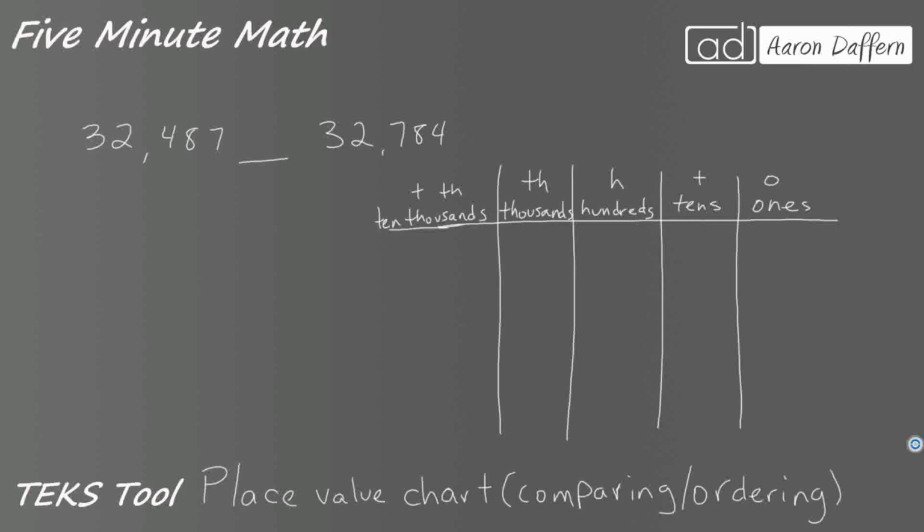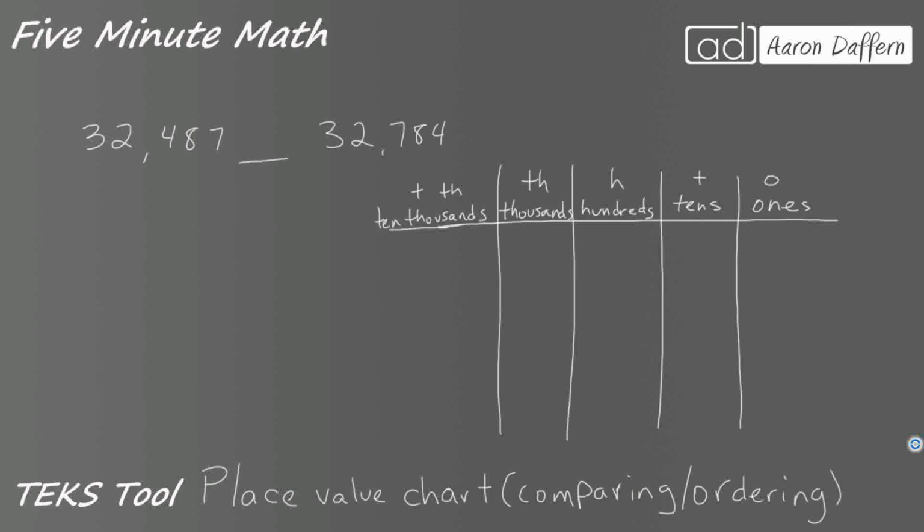Today we are looking at the TEKS tool place value chart. We are working with comparing and ordering, and we'll do it in 5 minutes or less. So we've got two different numbers here. We want to compare using greater than, less than, or equal to. So what I suggest is that we use a place value chart. And so we're going to build both of these numbers in this place value chart.